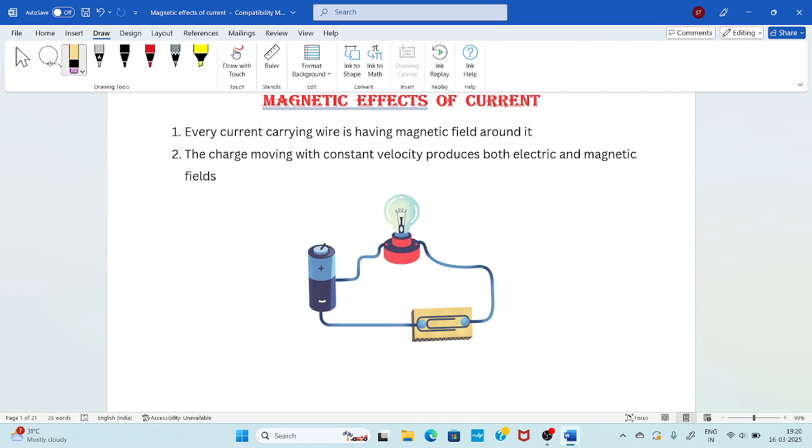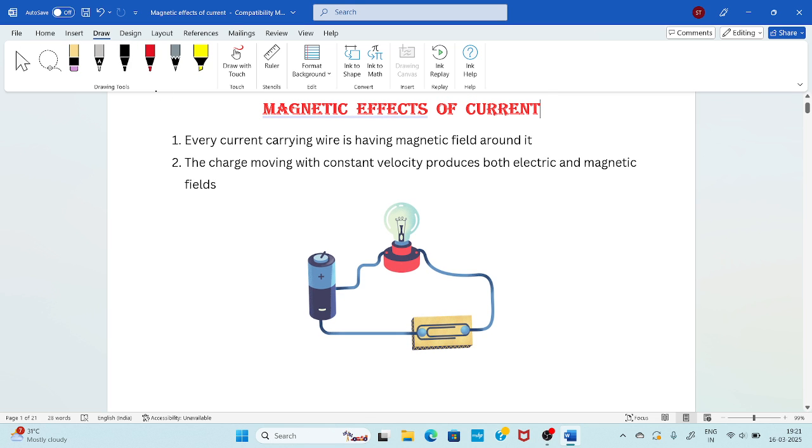Hello everyone. So now we're discussing the magnetic effects of current. Every current carrying wire has a magnetic field around it.